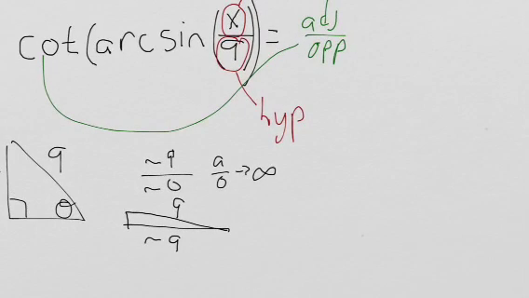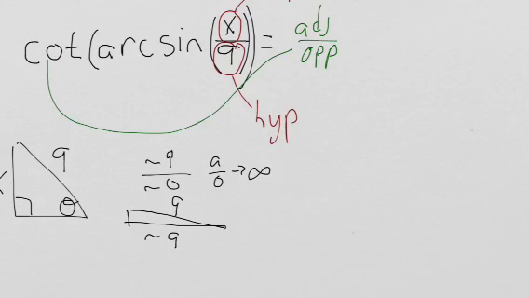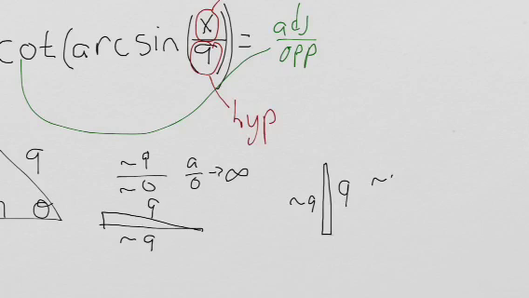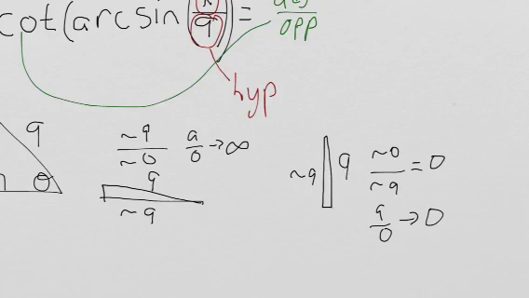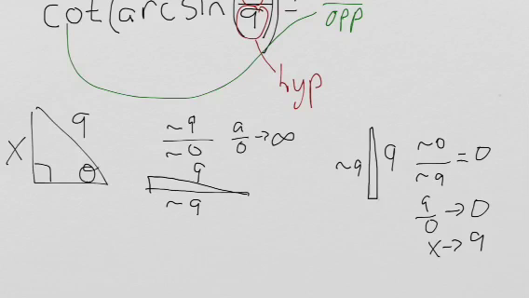Now, if we let our x value approach its upper limit, which is 9, that triangle would look like this. Again, the hypotenuse is 9, the opposite side is about 9, and the adjacent side is about 0. So that means we're going to have roughly 0 over roughly 9, which is equal to 0. So our A over O must be approaching 0 as x approaches 9, and it approaches infinity as x approaches 0. That just needs to show up in our graph.